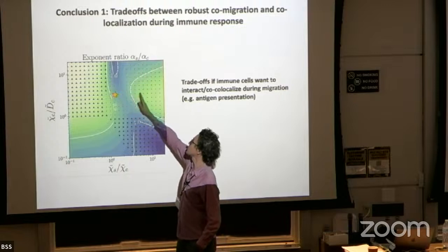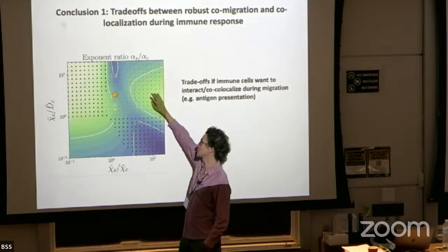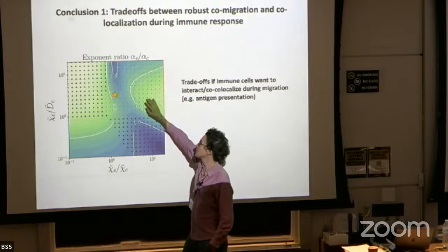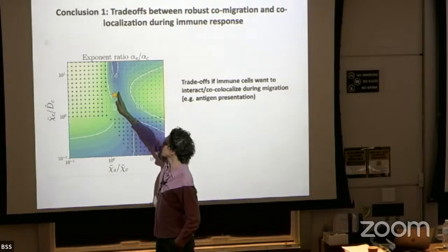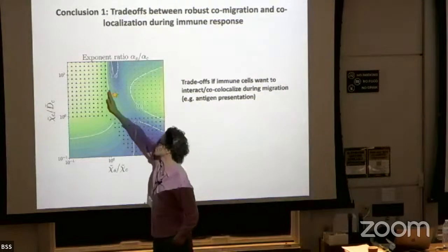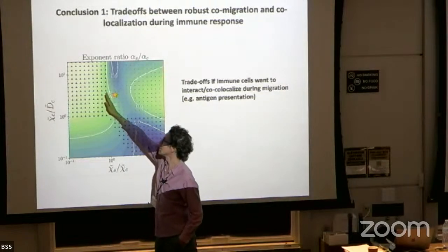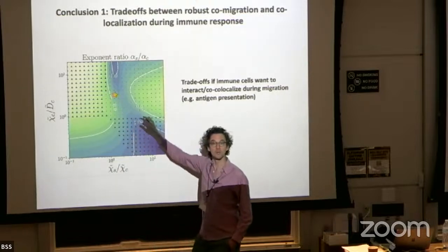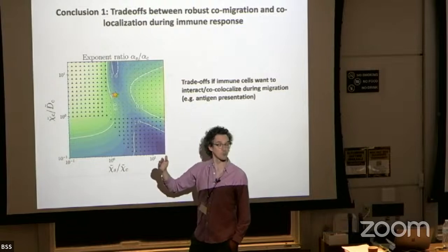So here, for instance, if your sensors are very efficient at migrating, they're going to be very good, but they're going to be very poorly colocalized. And as I said, if your sensors are not so efficient, they're going to fall very far behind. There's quite a thin valley of an optimum where you're robustly coupled, but you're also colocalized.